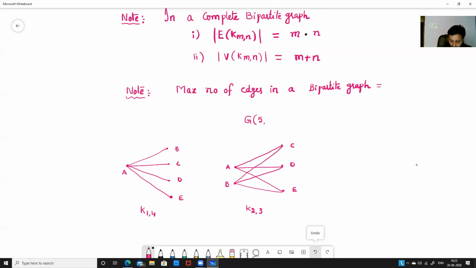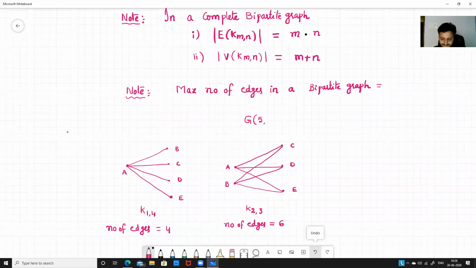Okay. In the first one, how many edges are there? The number of edges is 1 into 4, that equals 4 edges only. But here the number of edges is 2 into 3, 6 edges. Means if I take a 5-vertex graph and represent it as a complete bipartite graph, one time I have 4 edges, one time I have 6 edges, right? Well, let me take another example. We'll get more clarity. Afterwards, we'll derive the formula.